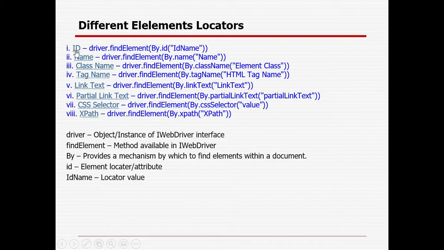So definitely first we will try to identify with the ID, name or class name. In case it is a link or hyperlink, we can go with the link text or partial link text. In case we are not able to identify the element uniquely, or the ID, name, class name is not available, we can take the default CSS selector or XPath. Otherwise, we can create our own custom CSS or XPath.